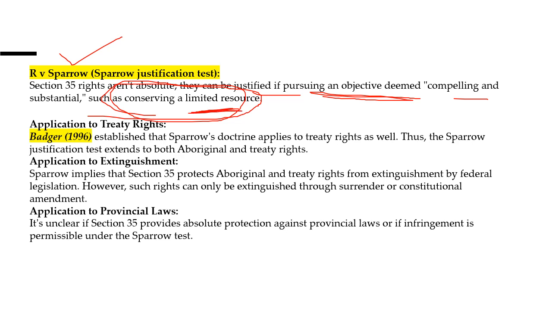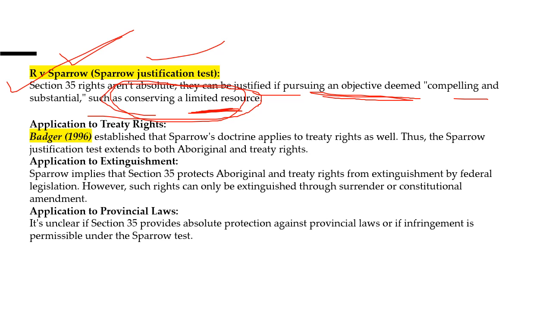So there, if the government provides proper, reasonable justification, saying okay, this is our objective, then only can section 35 rights be interfered with, otherwise no. So section 1 has no application here. Here we are only talking about Sparrow test justification. What are the rules, the 4-5 steps that have been included in R versus Sparrow? We have to follow those.